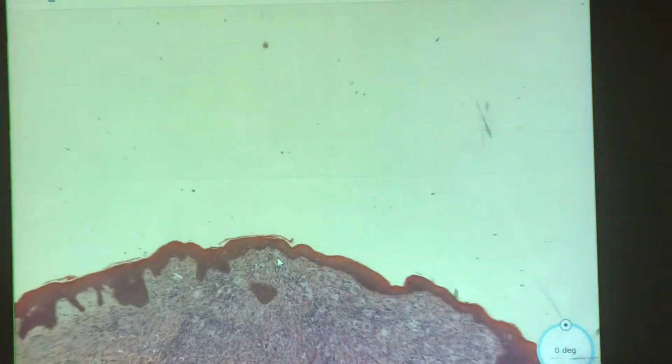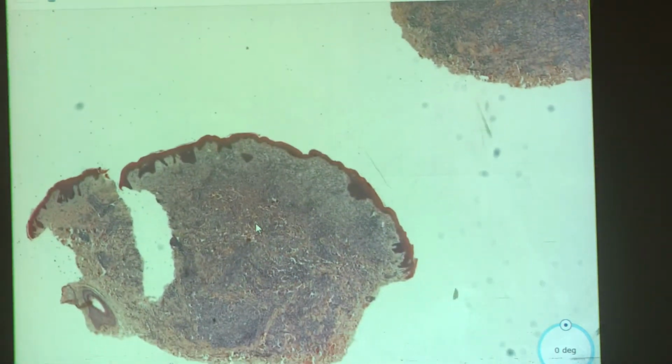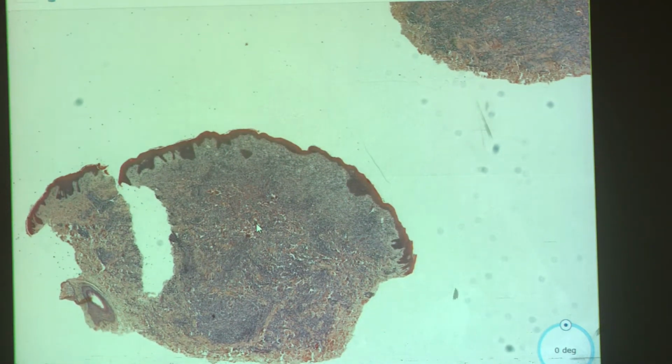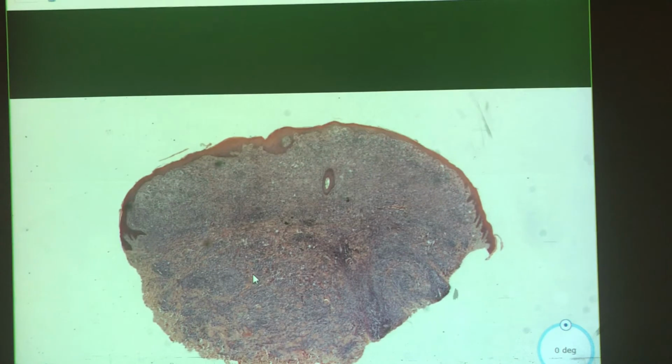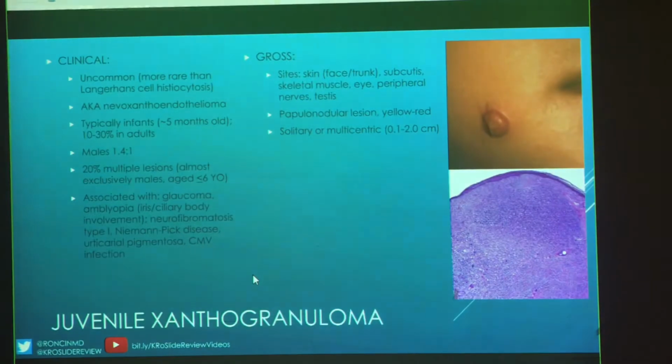Okay, so what do you think we have? Well, since we're in the xanthogranuloma section, it's some sort of xanthogranuloma. What type it is, I don't know. I have to call a friend on that. So what if I told you this was in a 4-month-old? Juvenile. Juvenile, okay, yeah, that'll work.